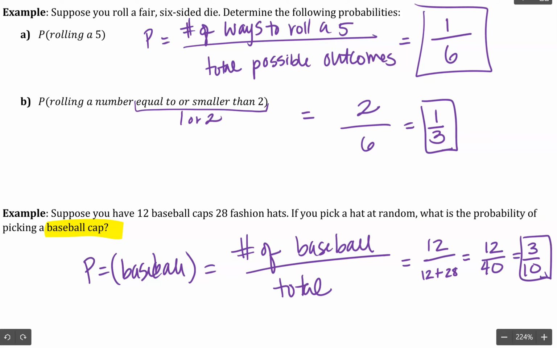3/10. Now 3/10 would be okay to write as a decimal, 0.3, because it's nice and round. It doesn't repeat and we don't have to cut it off around it. But it is an exact decimal. Let's try one more.